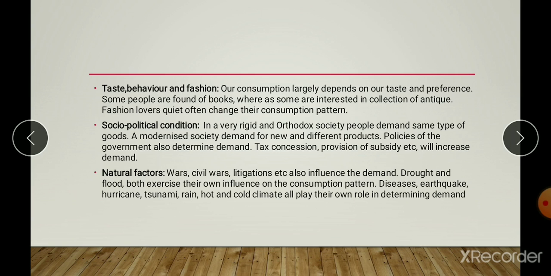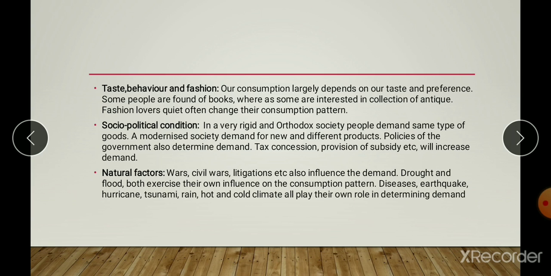Or else, if the climatic condition indicates that the day after tomorrow there will be a tsunami or flood, people will buy more and more food and goods and services to hold, because of the necessities. So at that time also the demand will increase. So these are the non-economic factors which determine the demand. These are the various variables responsible for changes in demand. Some are measurable and some are not measurable.